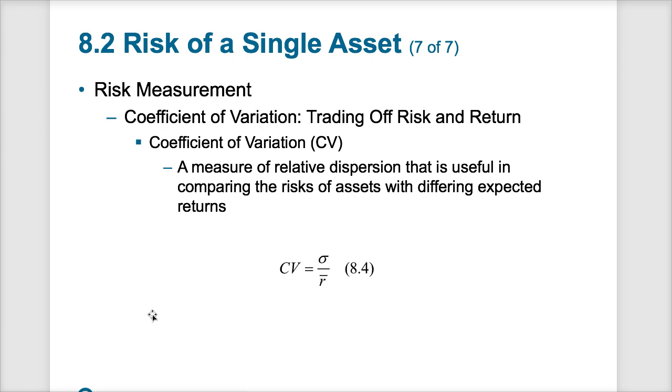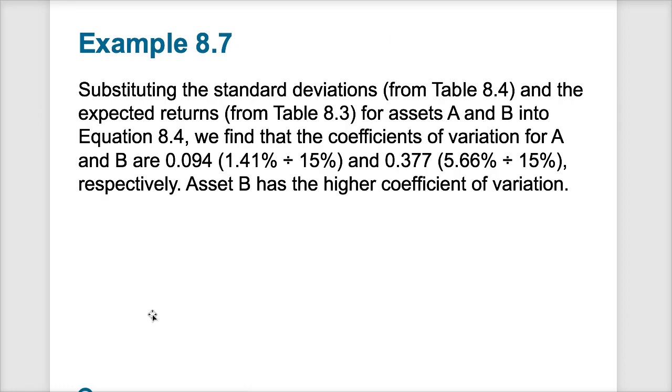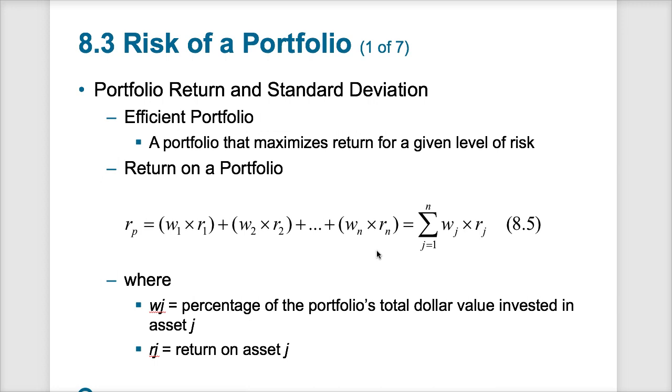Because you can't compare different assets which have different average returns. But with coefficient of variation, you can compare assets with different expected returns. So in this example, we could look at portfolios A and B, and if you take the standard deviation divided by the average return, which is going to be 0.94. And for the second class, you take the standard deviation divided by the average return, you have a 0.37. So the asset with the higher coefficient of variation would be considered more risky, or a higher dispersion.